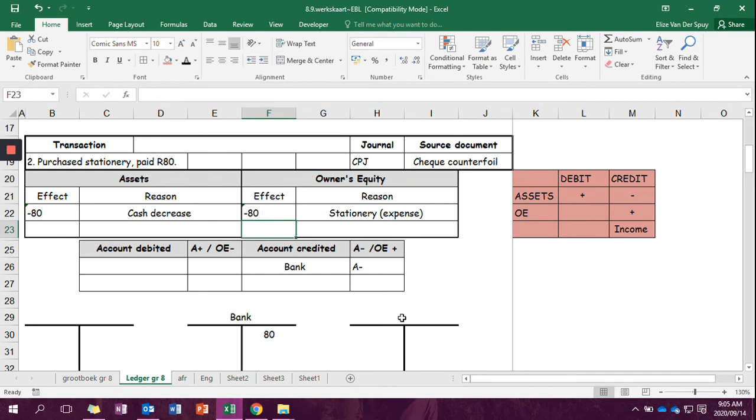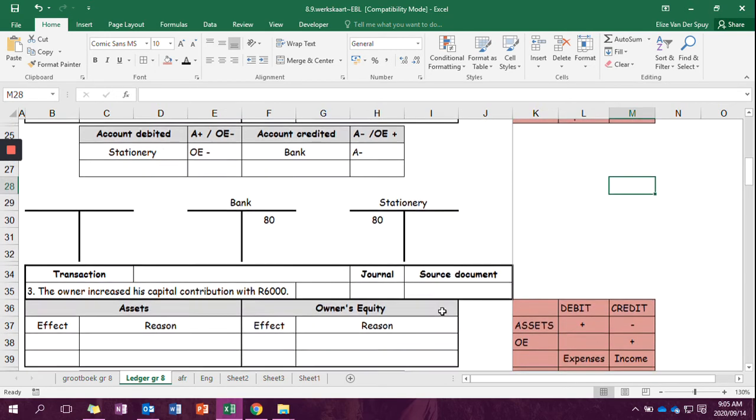Right, that means our other T account's name is going to be stationery, and because we have credited bank, we are now going to debit stationery. So the account debited is going to be stationery, and that is owner's equity minus. Remember the previous one we said that we minus owner's equity on the debit side, so now we can say that expenses will be on the debit side. So cash decreased, bank is credited, and stationery is also decreasing my owner's equity, and therefore it's on the debit side.